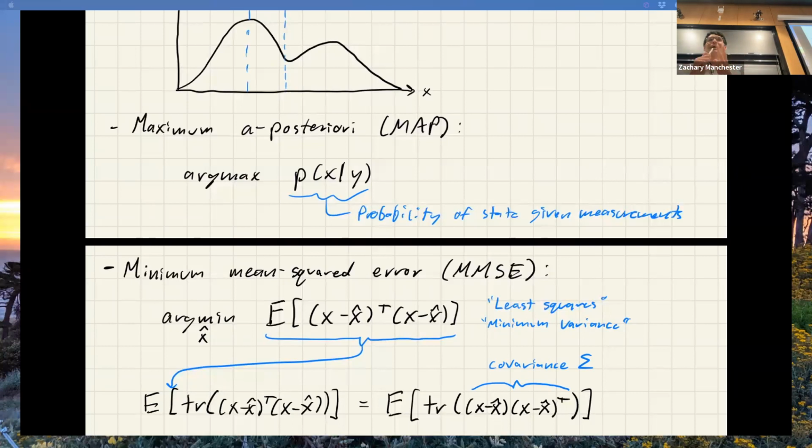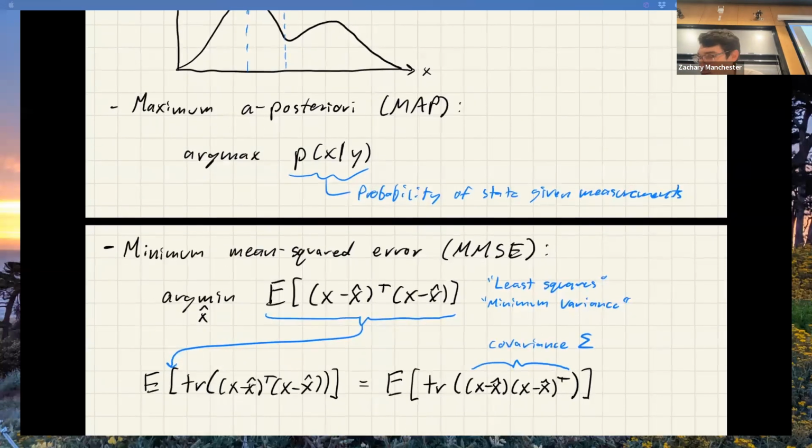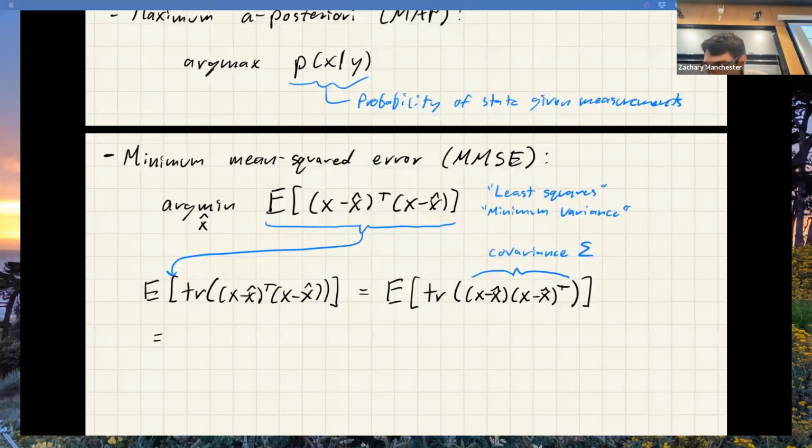And now trace and expectation are both linear operators, so I can flip the order of those. So the next move is I do that and I get trace outside and expectation inside. And that expectation inside the trace is now very clearly the covariance matrix. So this becomes just trace of big sigma.